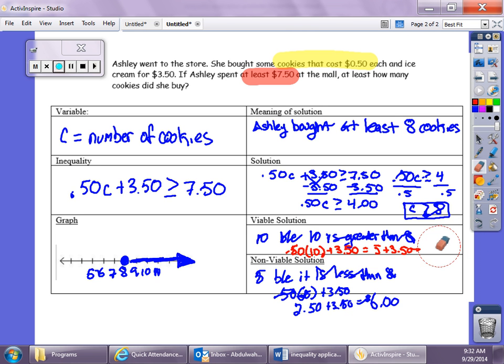Let me just rewrite this a little bit more. So 8.50 is greater than 7.50. And that's the 7 different things we had to do here. And then you're going to work on the next problems doing just modeling these different stages of it. Alright?